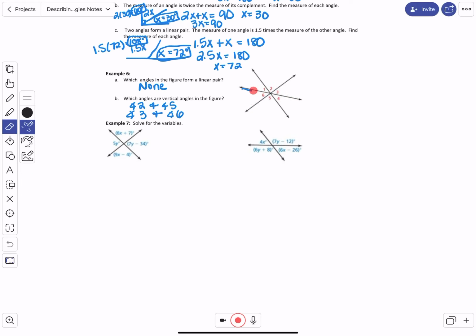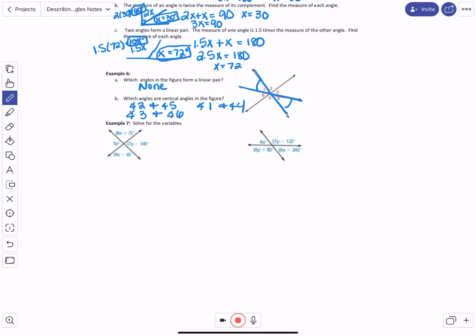All right, and then right here you've got angles 1 and angle 4. Okay. Okay, last set, very similar to the problem that we did earlier, solving for variables.